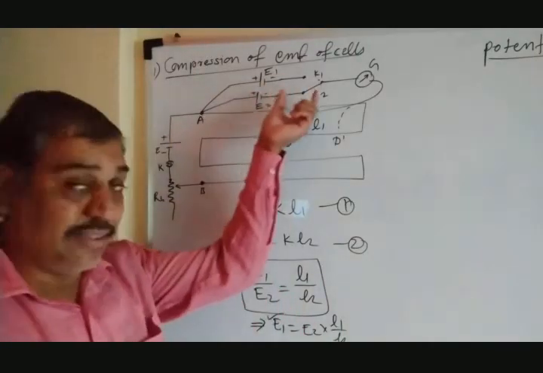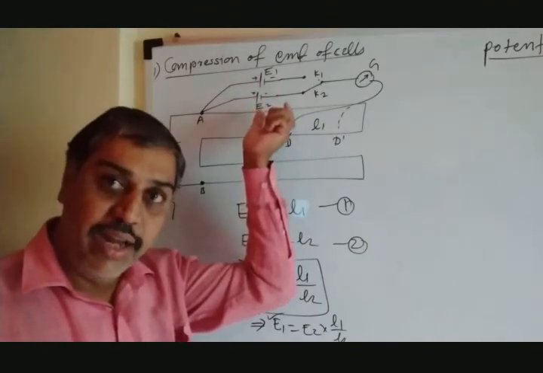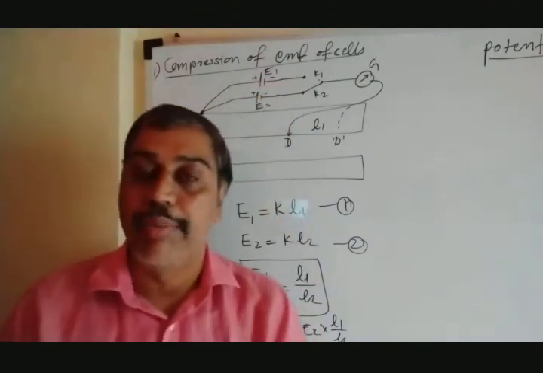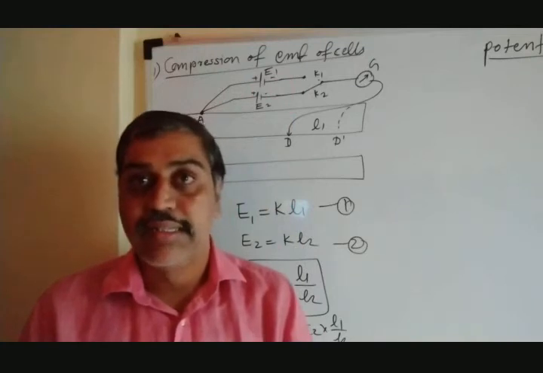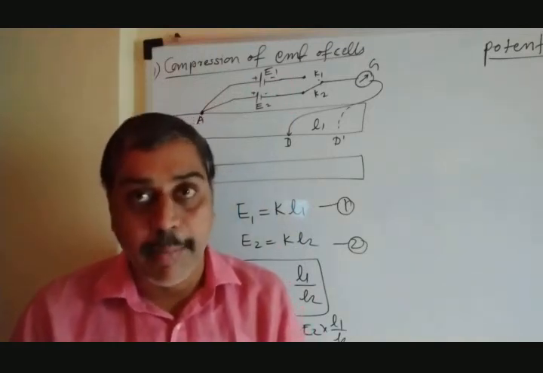Connect E1 first separately, with E2 absent. Then connect E2 secondly, with E1 absent. So this is said to be the individual method or separate method, in which the EMFs of two cells can be compared.